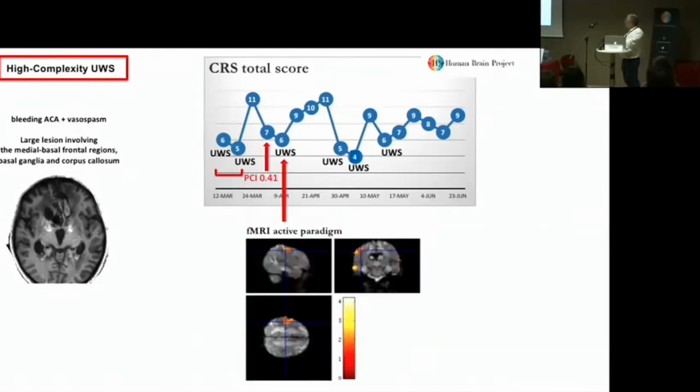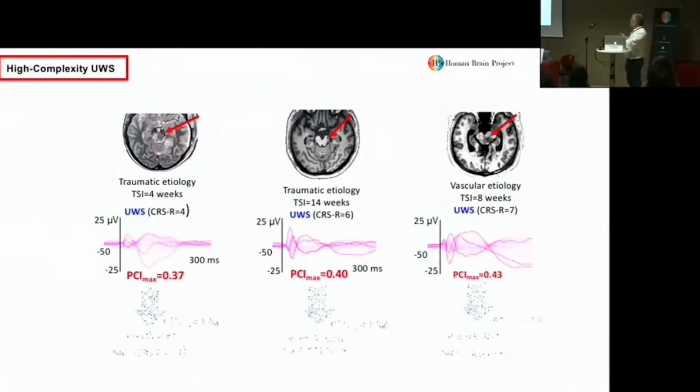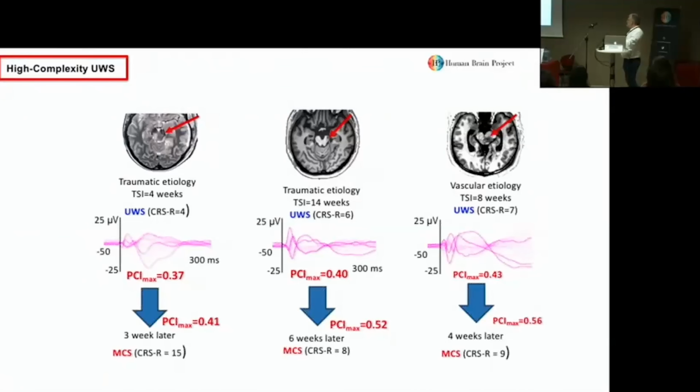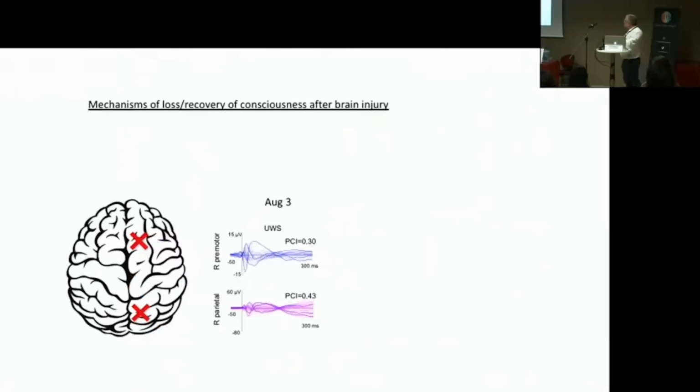And by the way, in this patient, one of the paradigms I've shown at the beginning of the talk was applied, and the patient was showing brain responses to command. We have now a few of these examples, and let me focus on one of these. This is a patient that was showing high levels of PCI when we were stimulating the parietal cortex, while the frontal cortices were still in a low complexity state.